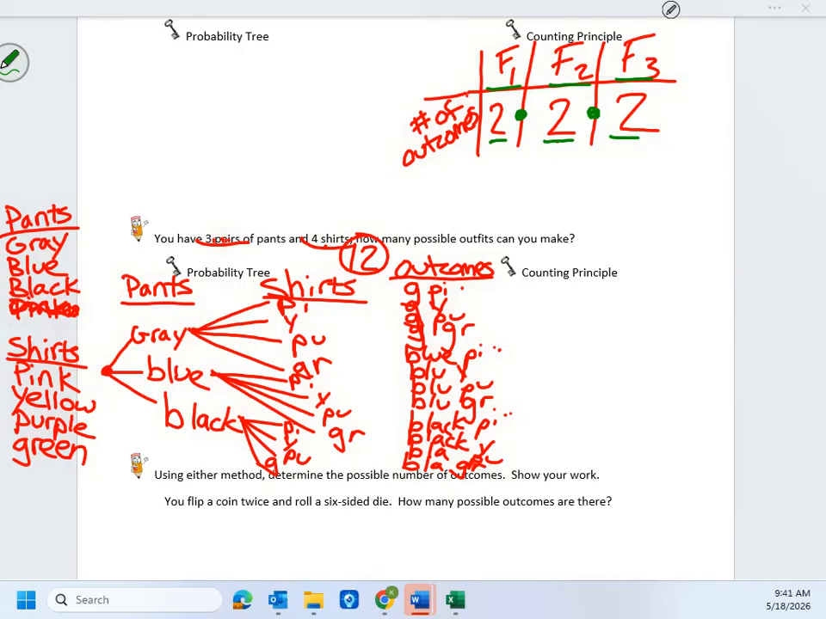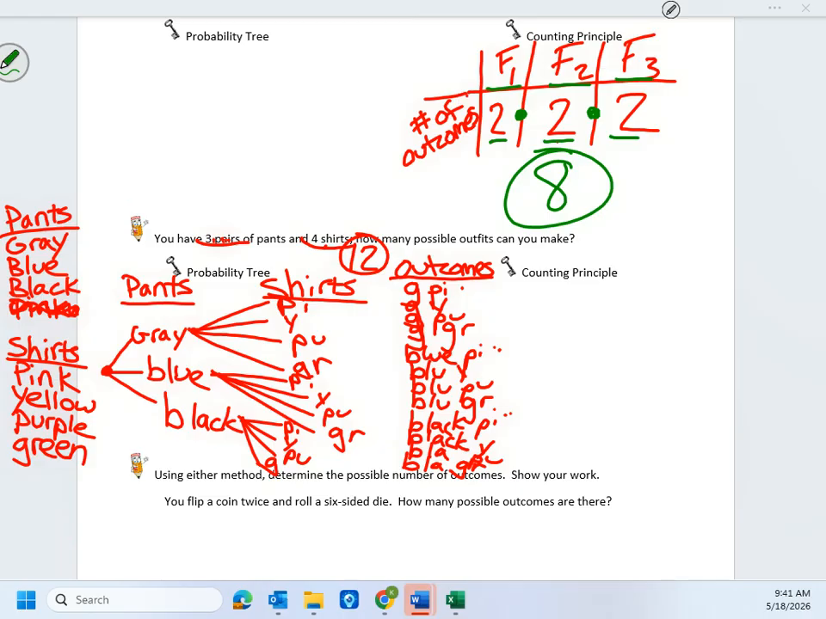4 times 2 is 8. Yes, you kept adding in your head. You were saying times, but it is so easy to accidentally add them. 2 times 2 is 4. 4 times 2 is 8. How many possible outcomes did we have for the probability tree? 8, right?